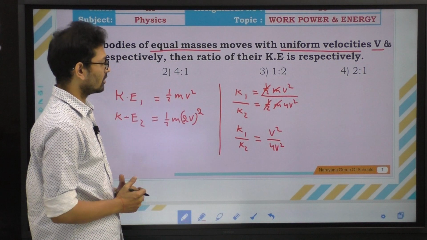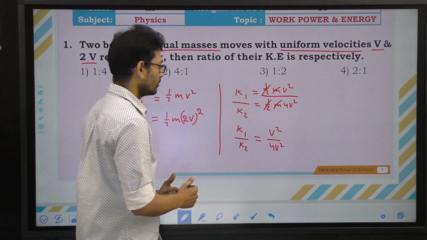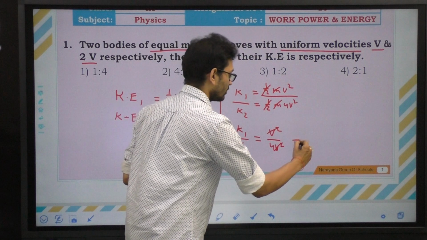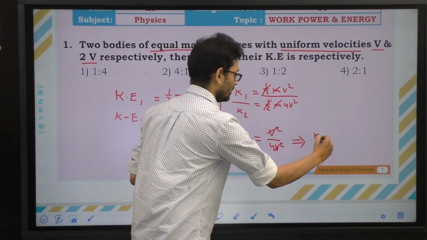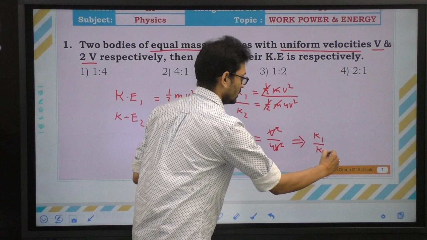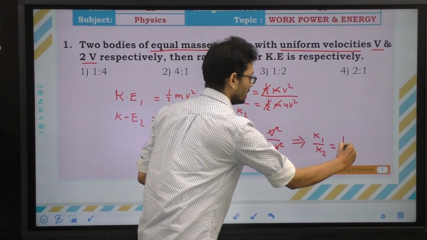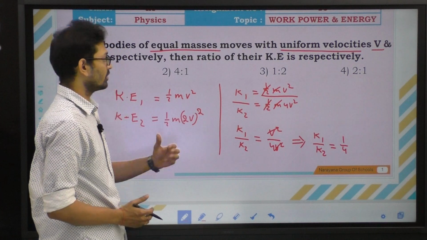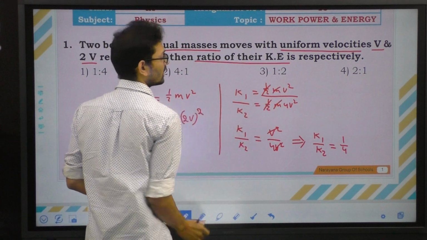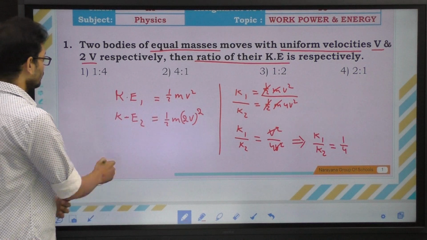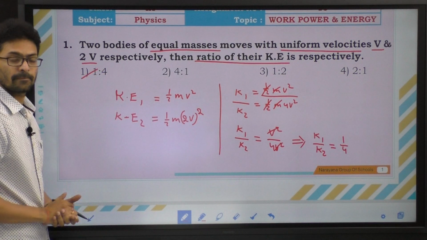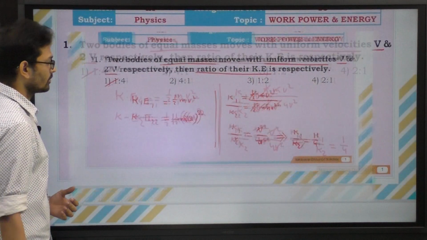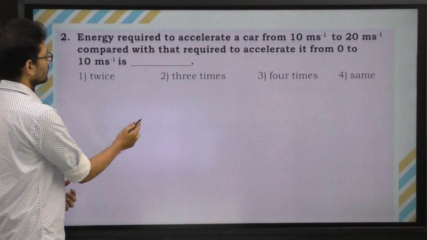Now if you check here, v square and v square get cancelled, and you will be left with k1 by k2 equal to 1 by 4. So the ratio of kinetic energy is 1:4, first option, right? Let us go for the next option. Next question, let us go for the next question.